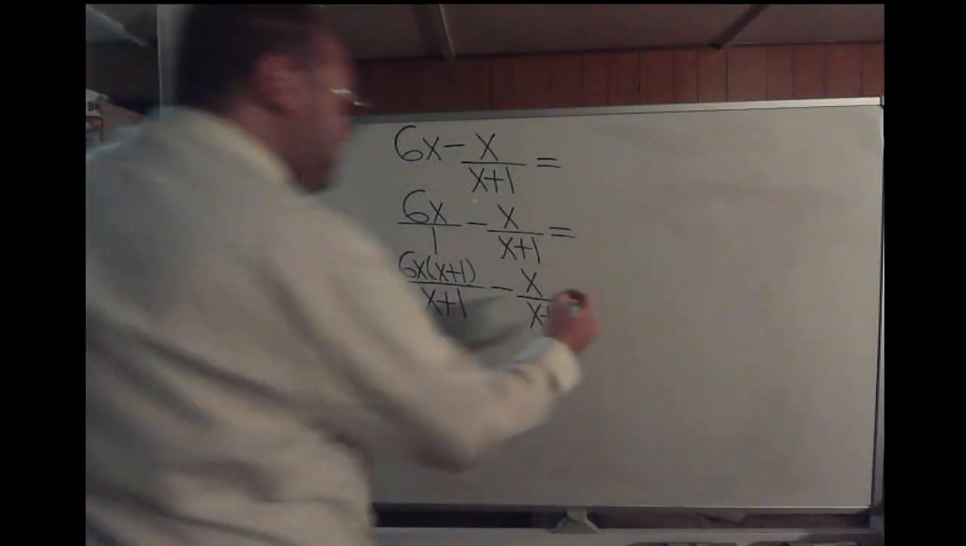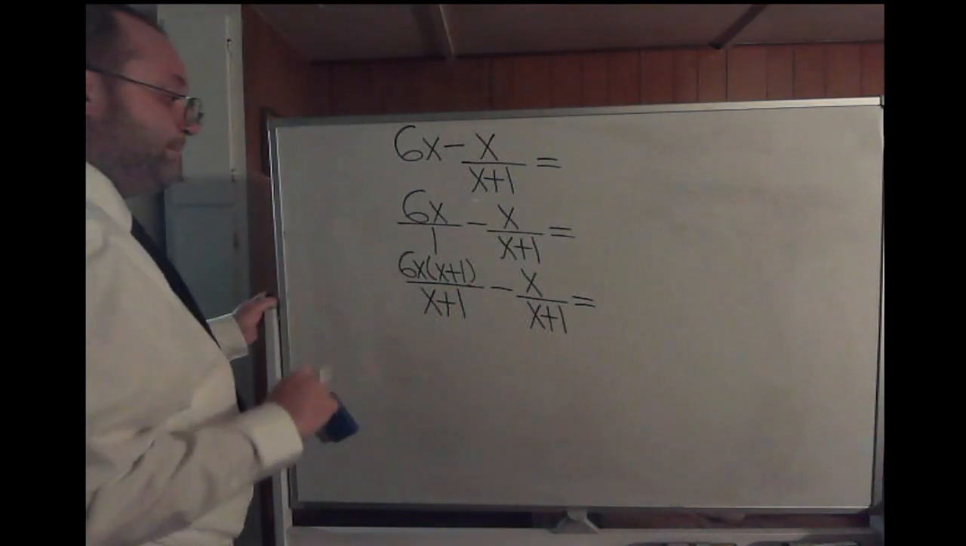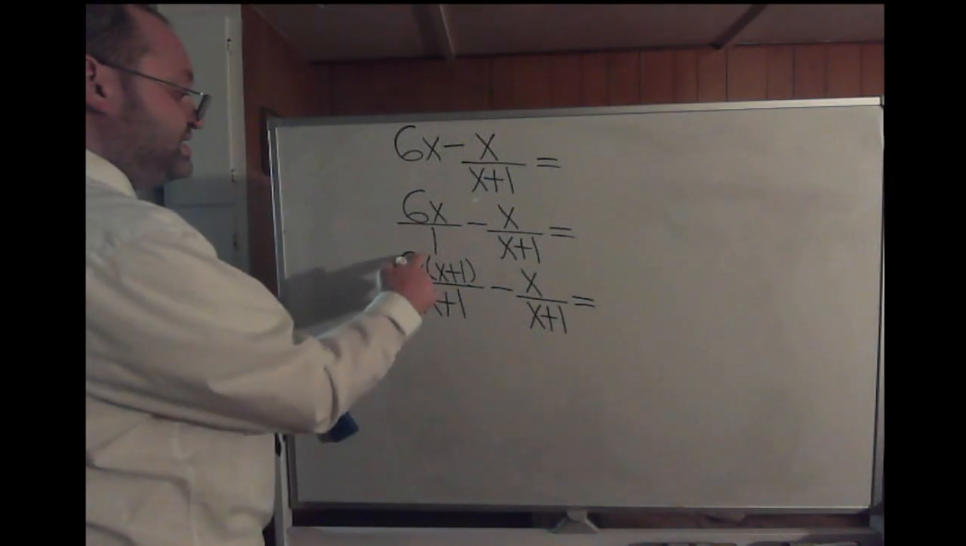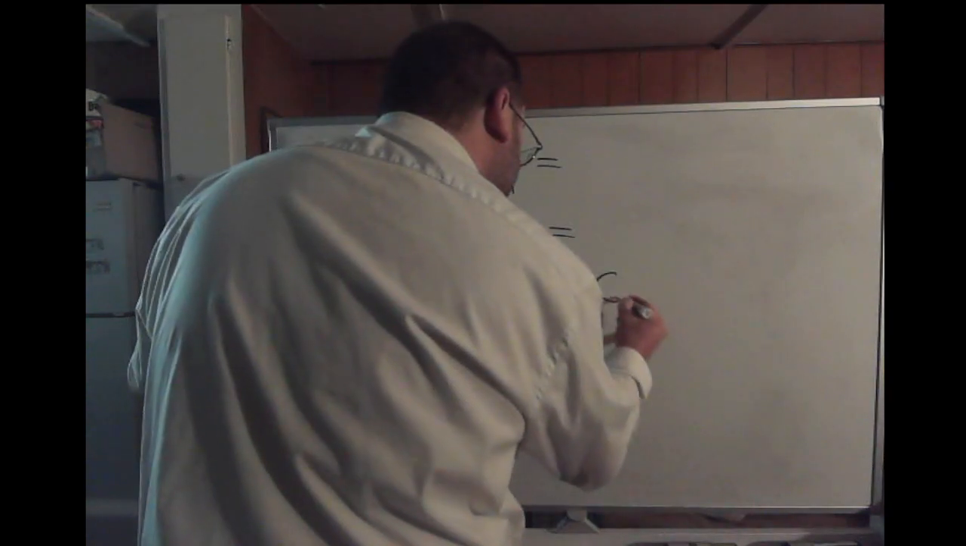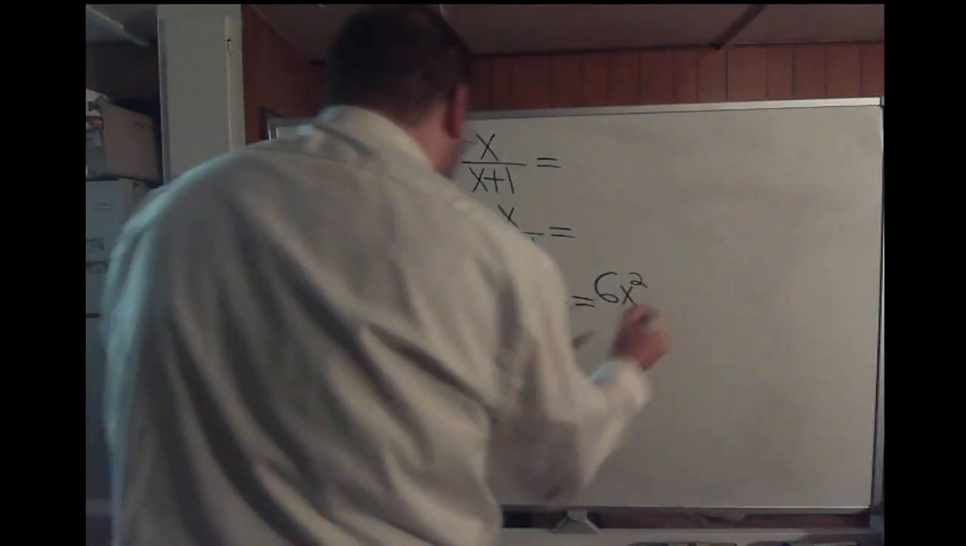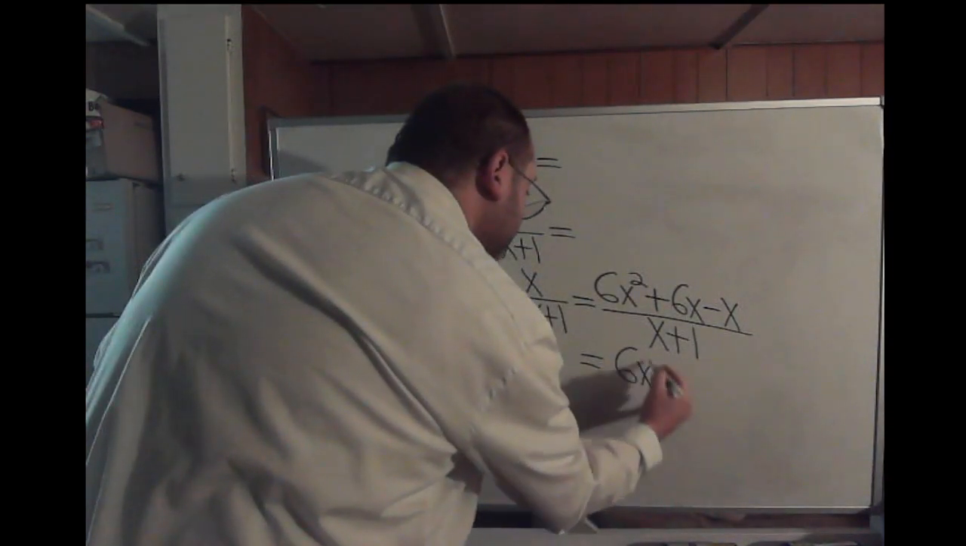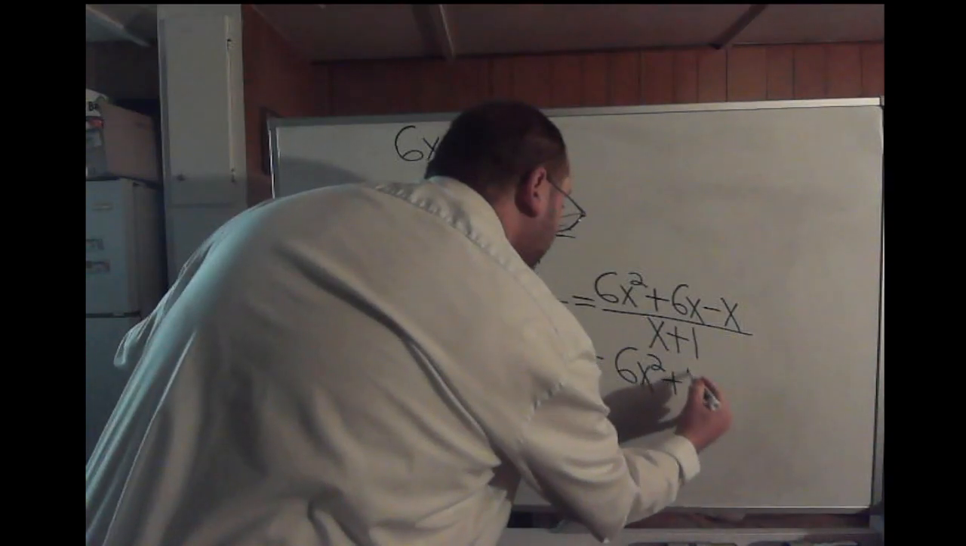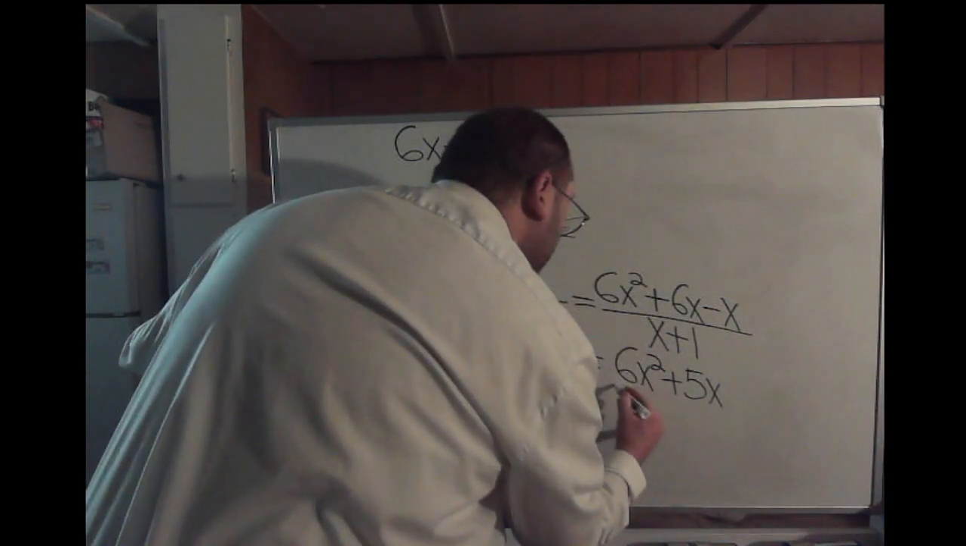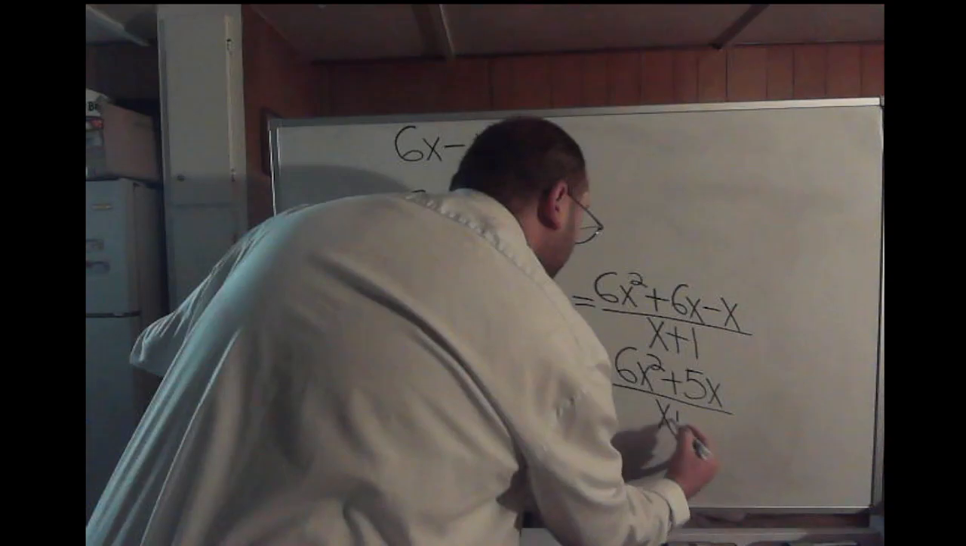Well, let's do the distributive property before we do any further subtraction and addition. So 6x times x, that's 6x to the second. Then 6x times 1, well, that's plus 6x. Then you have minus x. All that all over x plus 1. Which, to simplify this further, you would get 6x to the second plus 5x all over x plus 1.